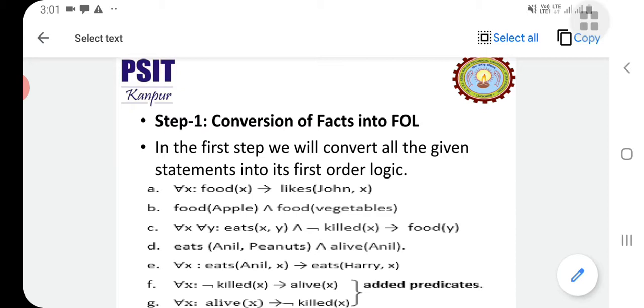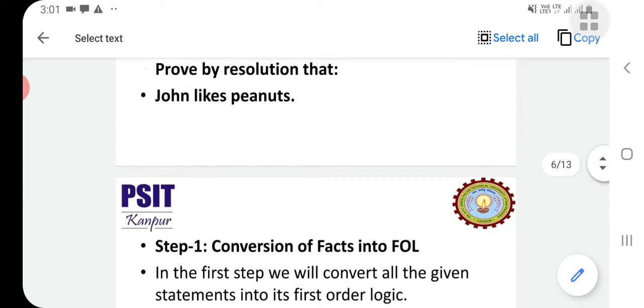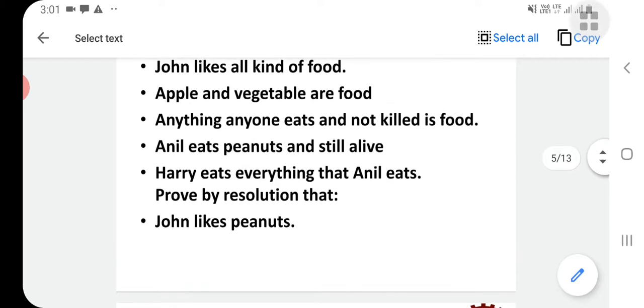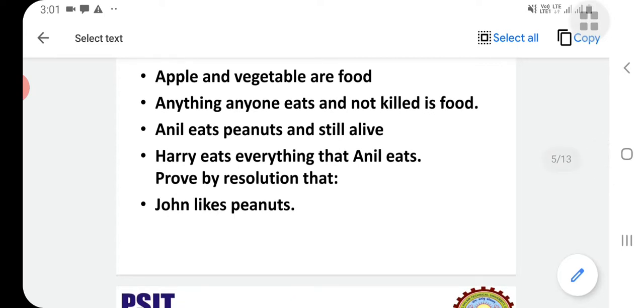Okay, I hope statement number 3 is clear. If you have any doubt, pause this video and try to understand again. Now the fourth point: Anil eats peanuts and is still alive. Anil eats peanuts. So first try to convert this statement.